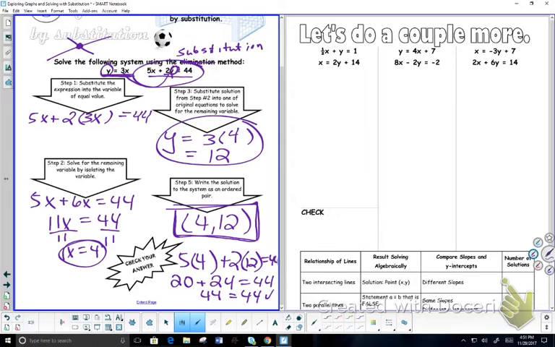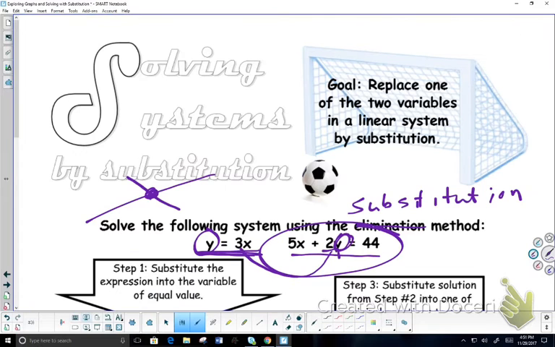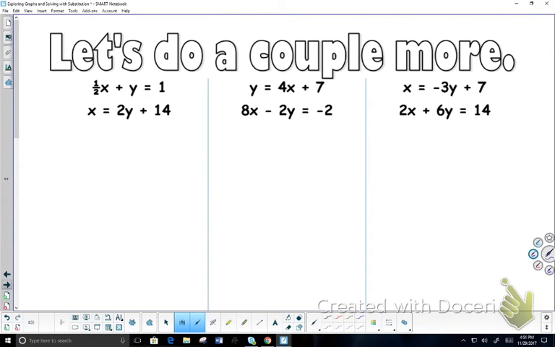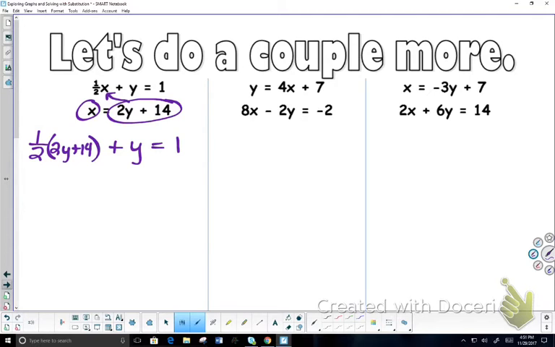So let's see about trying another. We've got 1/2 x plus y equals 1, and then we've got x equals 2y plus 14. This is set up for substitution because your x is all by itself. Since x equals all this stuff, we can actually substitute all that stuff in for x. So I'm going to write 1/2 parentheses plus y equals 1. I'm going to put my 2y plus 14 in for x.